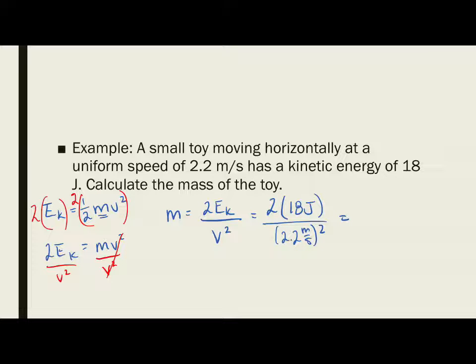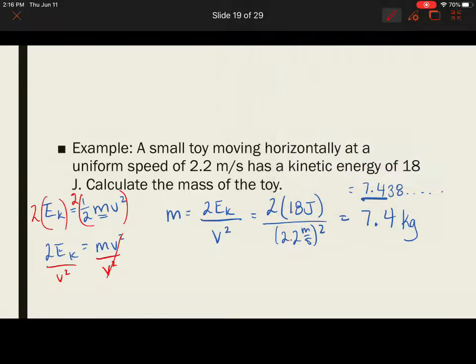And we get 7.4. That would be kilograms, okay? And the calculator gets 7.438, blah, blah, blah. But again, I only need 2 significant digits, so I just look at the 7.4. After the 4 is a 3, so it does not need to be rounded up. So there we go. There is the mass for that question.